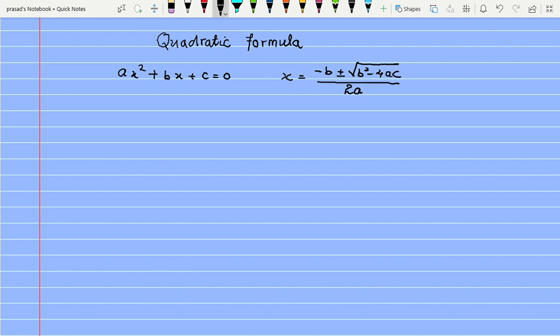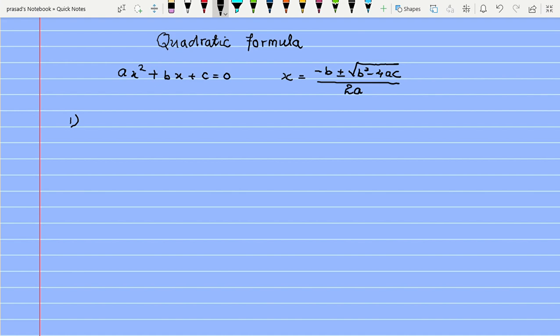So what are your steps? If the equation is not in the standard form, ax square plus bx plus c is equal to 0, first you should get it in the standard form. So now let us see some of the problems.